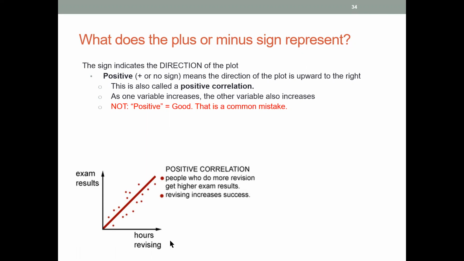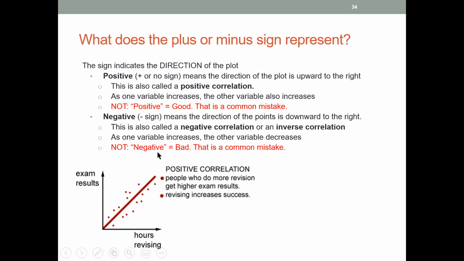This is an example of a positive correlation. So the example here is hours revising for your exam and exam results. You can see it's positive because the points are going in an upward direction. The line of best fit would be drawn in that direction. And you might also, and we'll get to this later, say it's a fairly strong relationship because these points are pretty tight along that line of best fit.